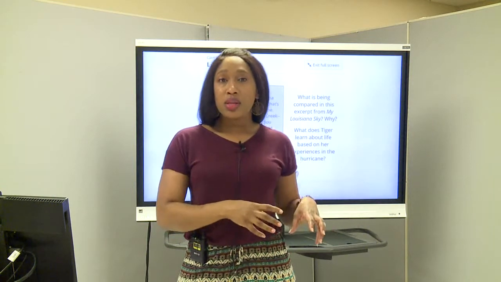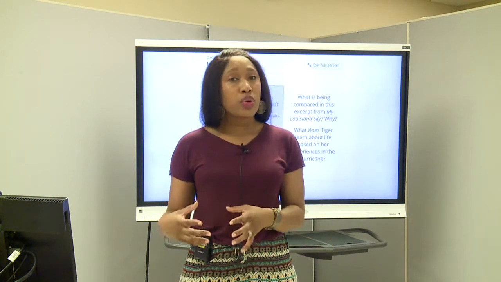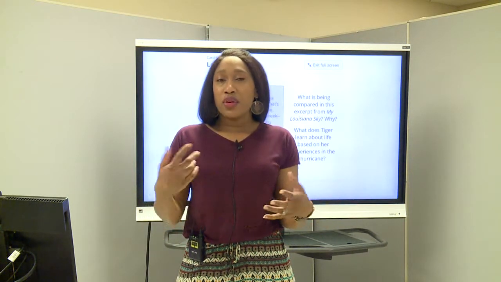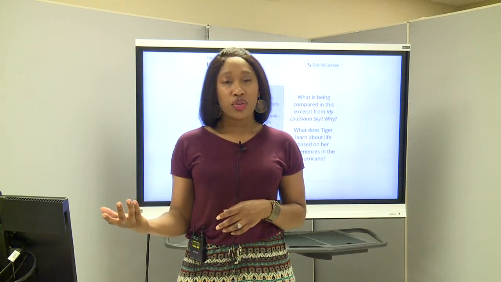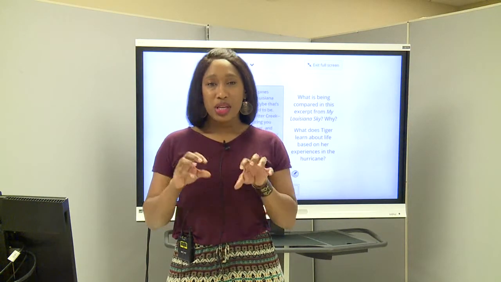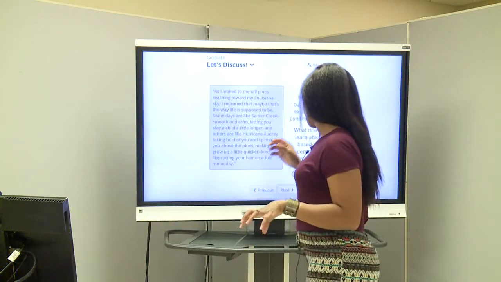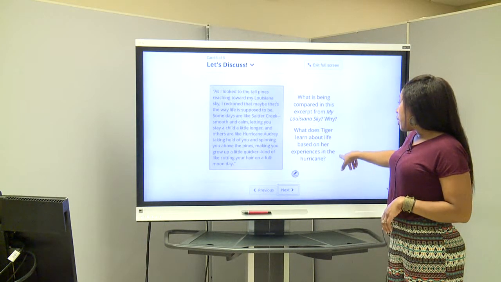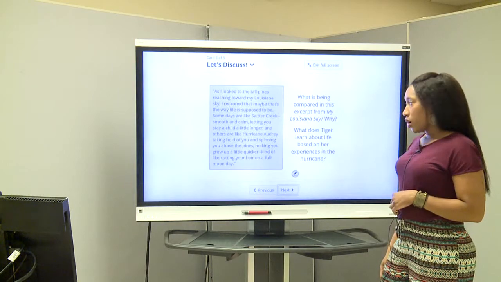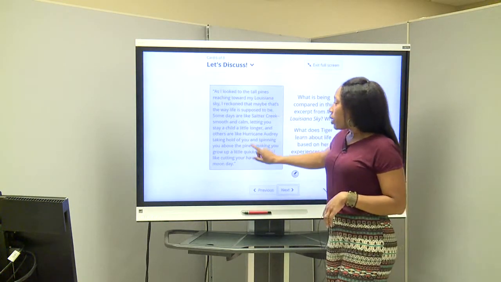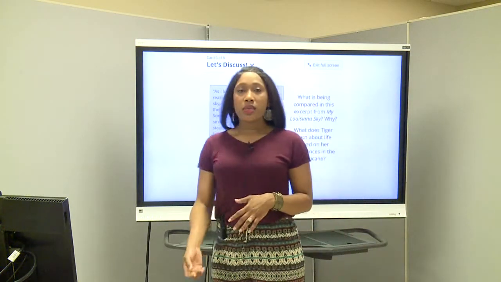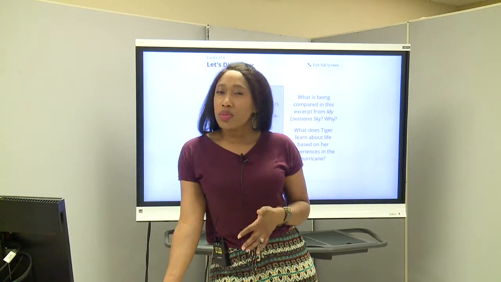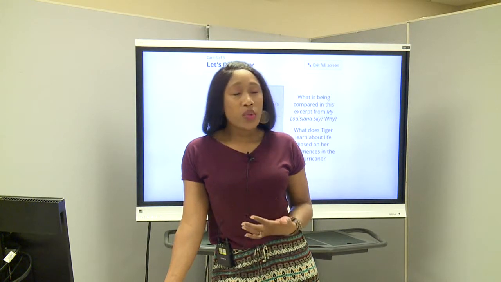At what point in this story did Tiger have to put away being a child so that she could be in a position to be an adult? If you guys said when she went into the woods to search for her mom, then that's a great job. So that's the comparison that is being made. What does Tiger learn about life based on her experiences in the hurricane? In this excerpt, she talks about how certain situations will force you into a position that you may not want to be in. Tiger wanted to remain a child.